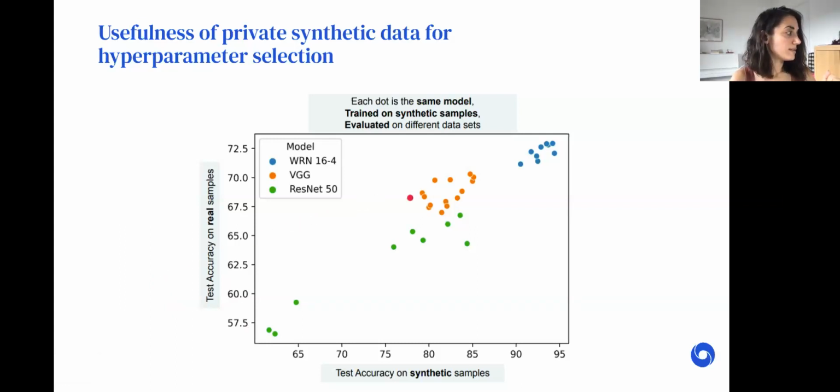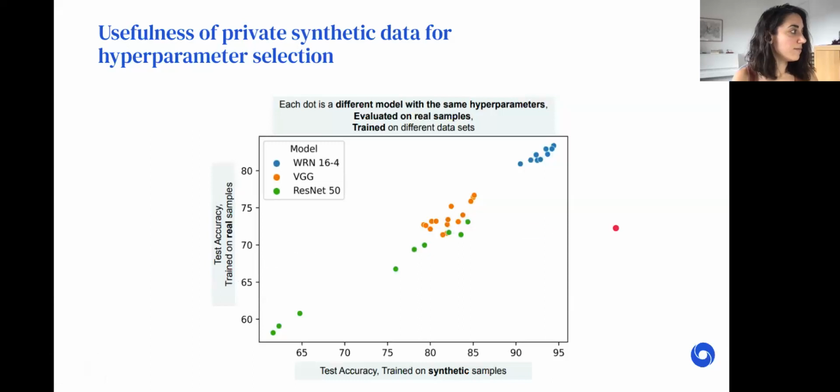And we see that when training on synthetic samples and evaluating on either of those, we can get a relatively good feel for how well the model will do. By testing on the synthetic samples, we can get a good estimate of how well the corresponding model with the specific hyperparameters will perform on real samples. This is what we're trying to show here.